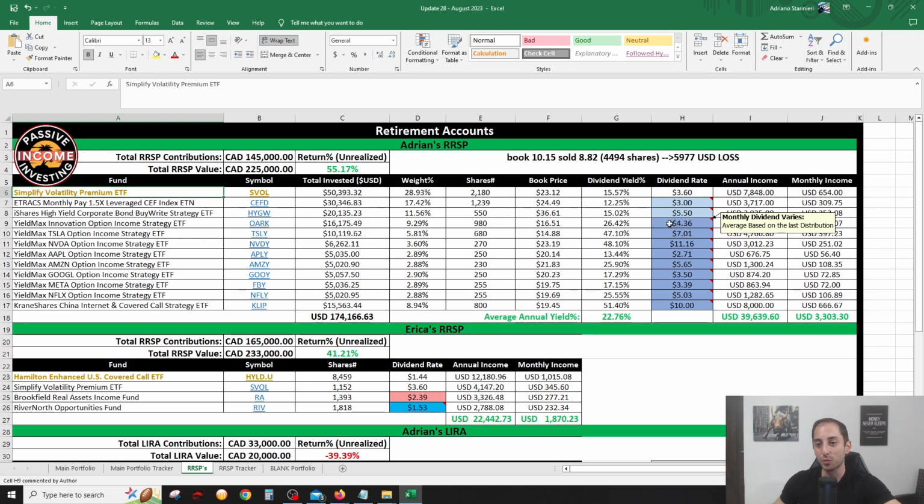Because these annual dividend rates are based on the last distribution, right? So the ORC one went down, Tesla one went down, Nvidia stayed pretty strong. I think Nvidia went up a bit. The Apple one went down. You see that here. The yield's only 13.44, only 13.44, right?